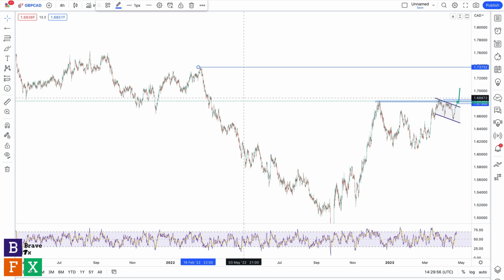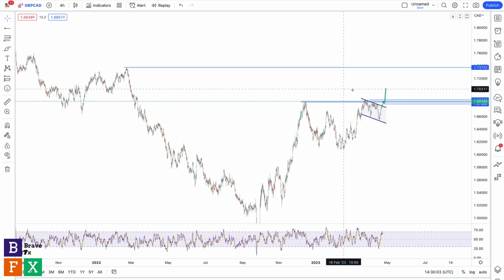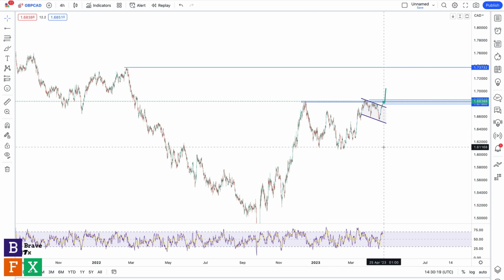After a break of this resistance level, I don't think there's anything holding price or preventing price from going higher, right? So we have to see how price is going to get to these levels before we take profit. So this is going to be my long term. If you are holding this GBP-CAD long term after we get our bullish breakout, then your target should be these highs, right?